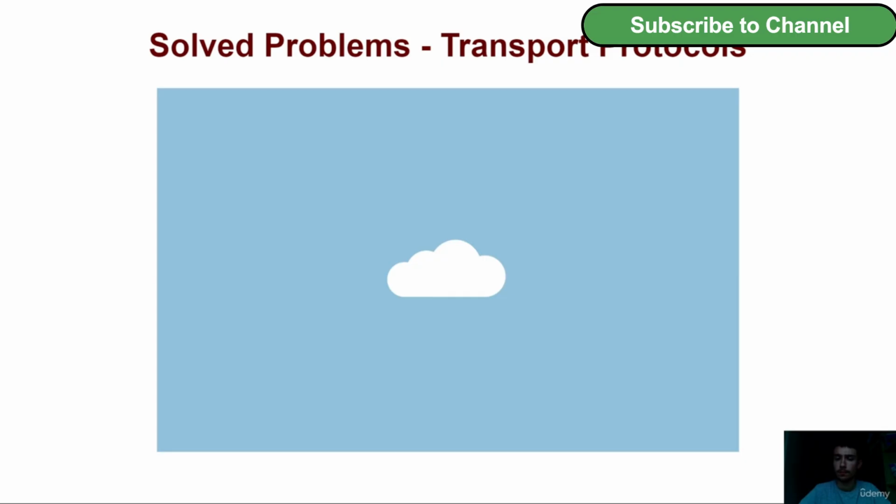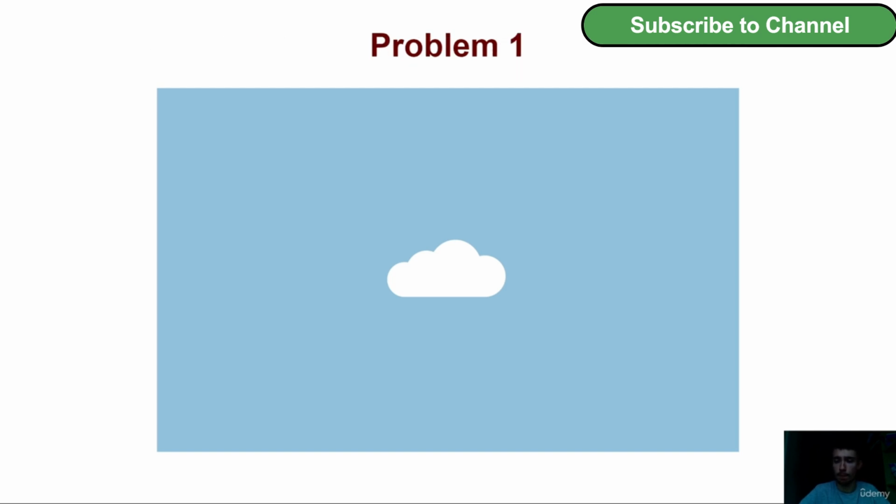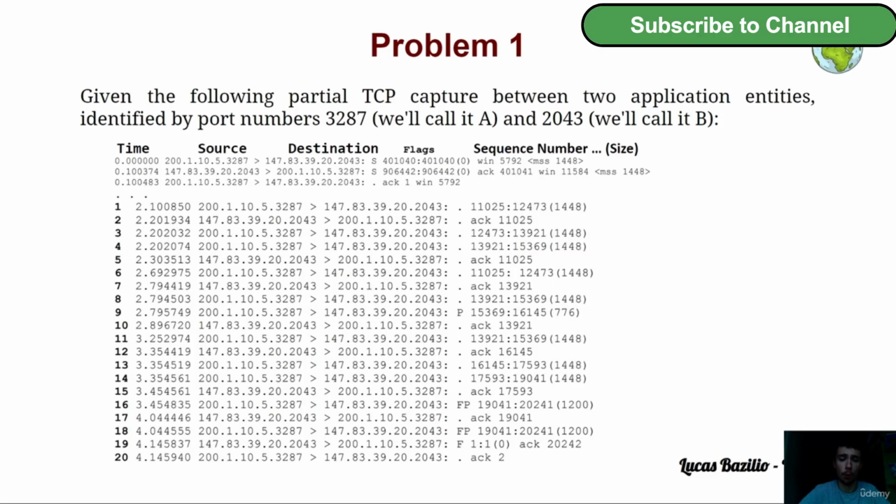Hey everyone, and welcome to the section on solved problems on transport protocols. In this lecture, we are going to present the first problem, problem 1, and solve its first question, question A. Problem 1 states: given the following partial TCP capture, this TCP trace, we are using the Transmission Control Protocol between two application entities, identified by the port numbers we see here: 3287, which is application A, and 2043, which is application B.